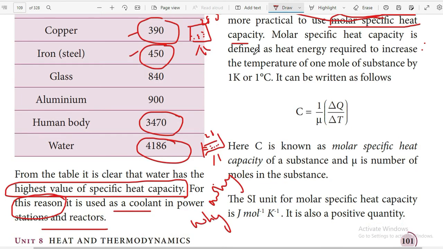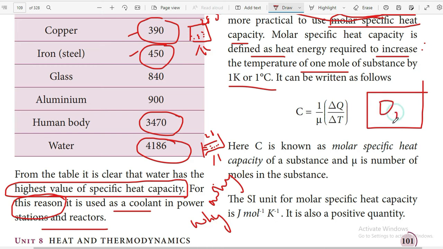Molar specific heat capacity is defined as the heat energy required to increase the temperature of 1 mole of a substance by 1 degree Kelvin. We have a container here filled with, for example, oxygen. It is a gas, and we have to increase the temperature. Say this is at 28 degrees Celsius and we want to increase it to 29 degrees Celsius, by 1 degree. What is the amount of heat energy required to be given to this container to increase it from 28 to 29 degrees Celsius? That is called the molar specific heat capacity.